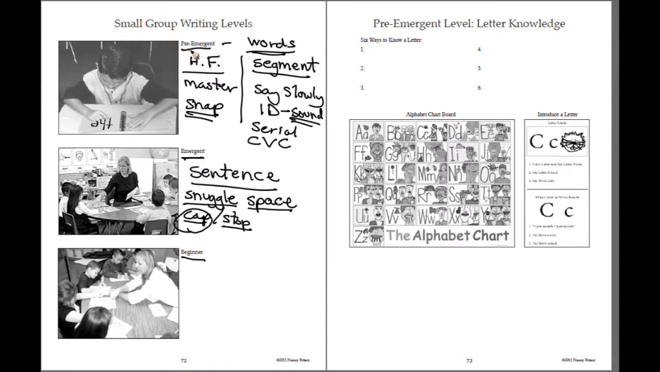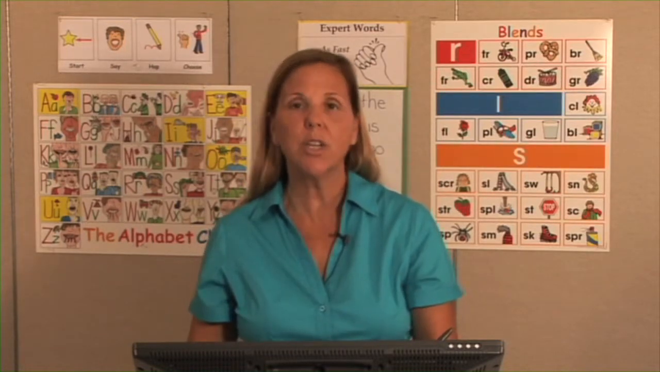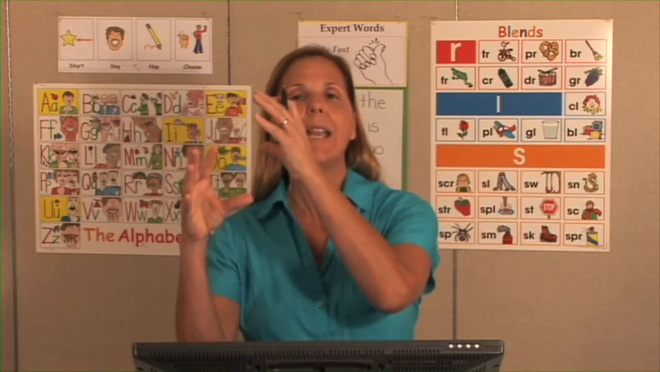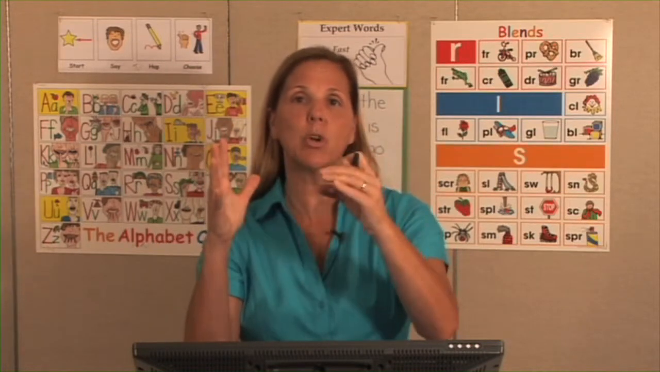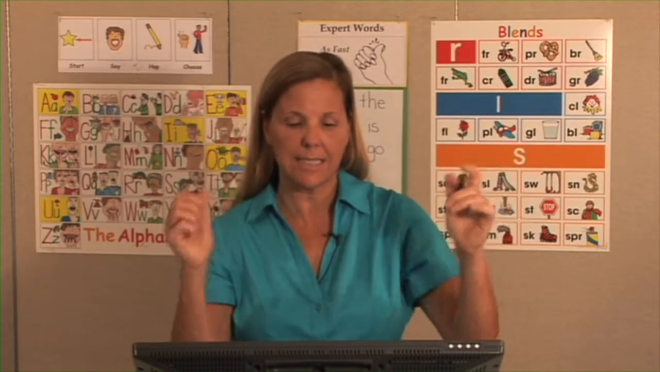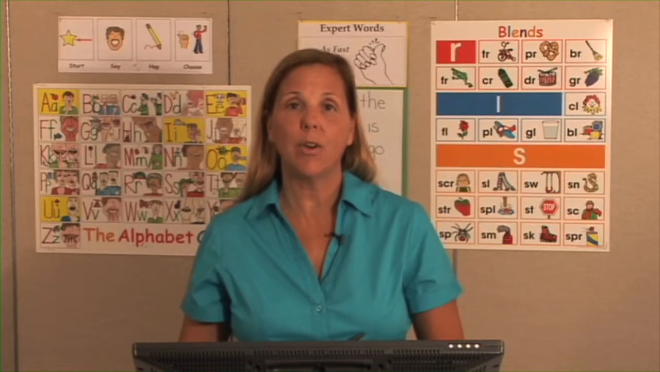So let's review. Pre-emergent, just at the word level, high frequency words and segmenting words. Emergent level, how to take those words and now put them in a process where you can create a sentence and write those words down correctly in a sentence. And finally, we have our beginner level group. The beginner level group is when students are going to learn how to create their own stories or pieces of information, and then they're going to be writing that down on their own.